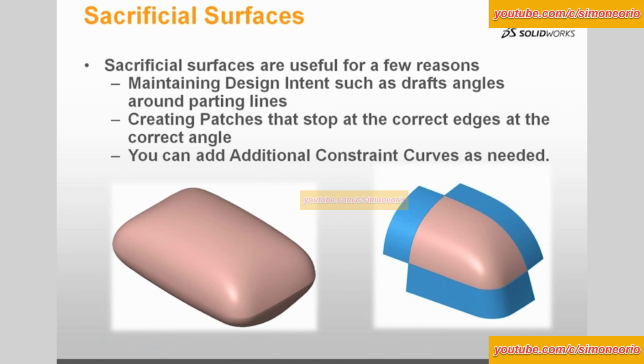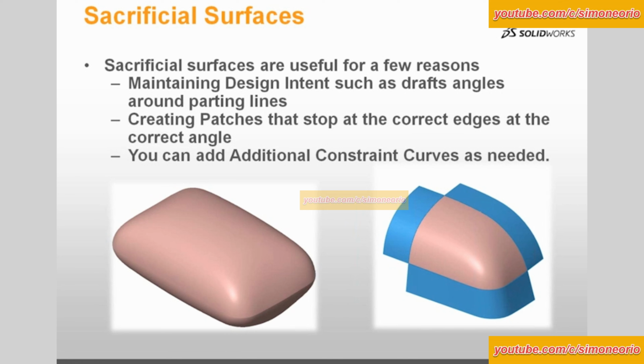Okay, and the last example is the corner of this soap bar. I call this the sacrificial surfaces because if you look at the picture on the right, you have the blue surfaces that really aren't surfaces pertaining to the model, but they help you model it up to where you can maintain your design intent and maintain the geometry that you're looking for, such as draft angles and where you're going to create your parting lines, and how those surfaces and edges are going to come off at different times.